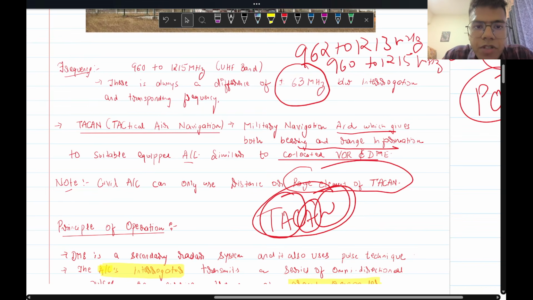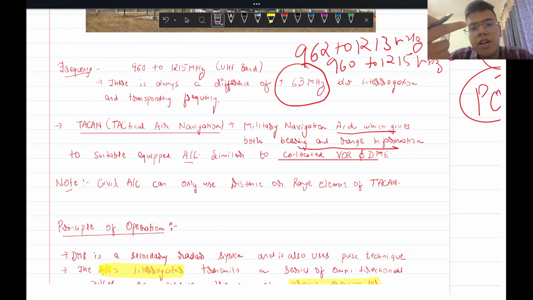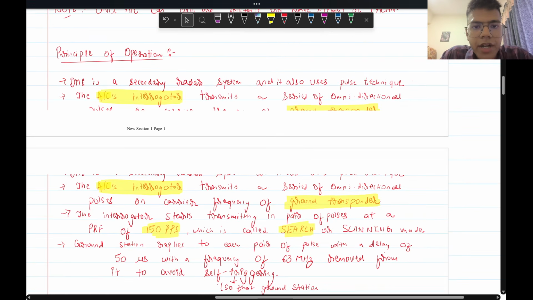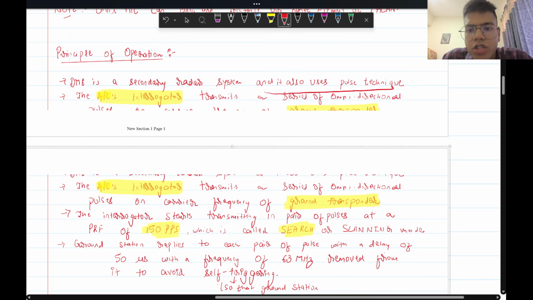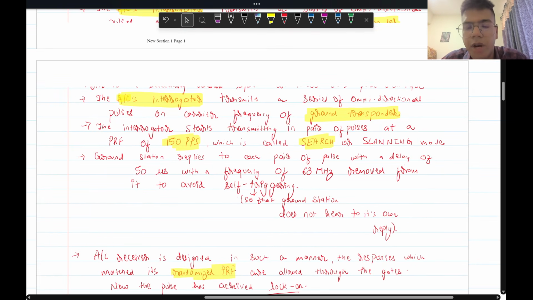There's a principle of operation for that. Again, we know that it works on a secondary radar principle. Now how does secondary radar work? Secondary radar works on interrogation and transponding. It says DME is a secondary radar and also uses pulse technique. The aircraft's interrogator. In this case, the aircraft is the interrogator.